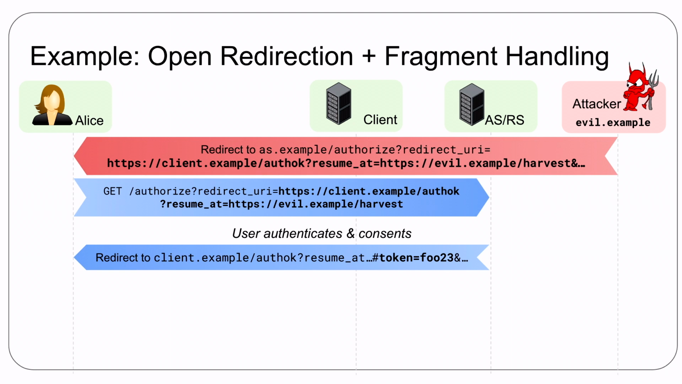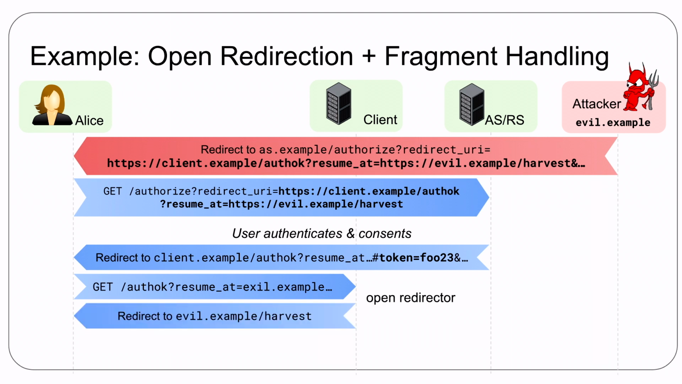So what happens next? Well, the browser goes to client.example/auth resume at something without sending the fragment here. And then the open redirector comes, sends a location header to evil.example/harvest. And now what happens is the following.